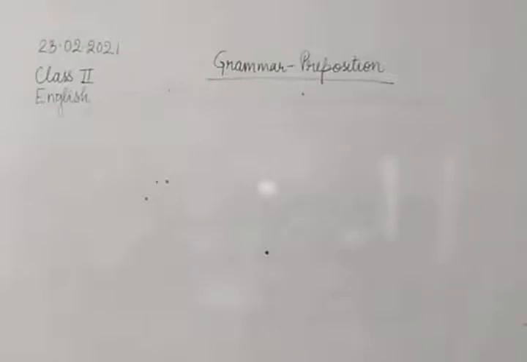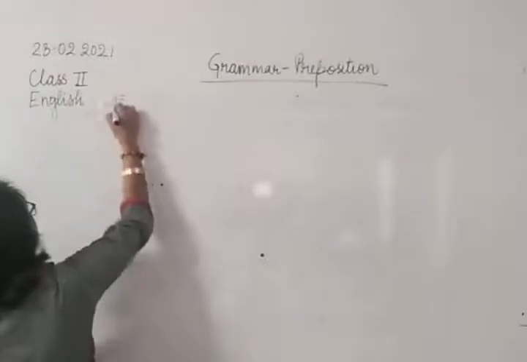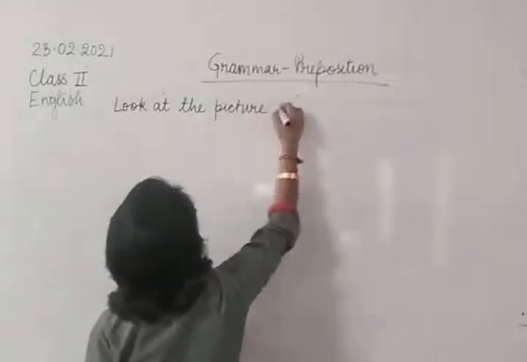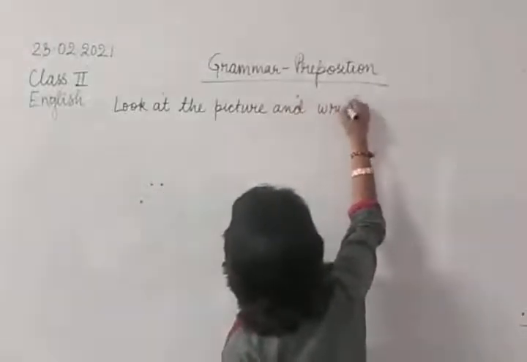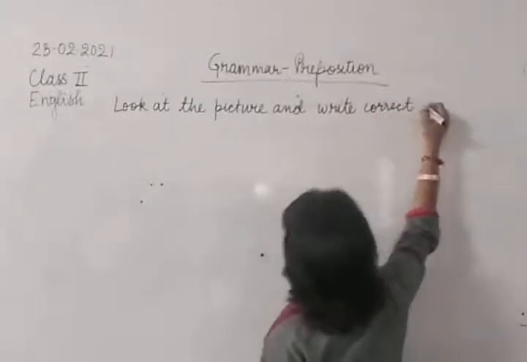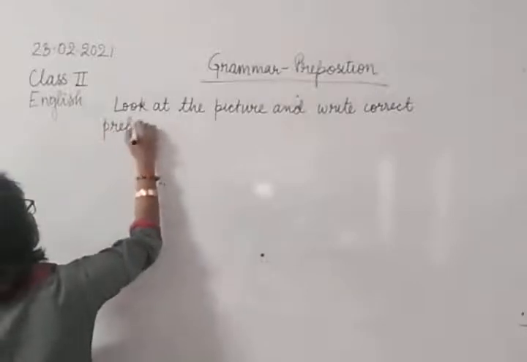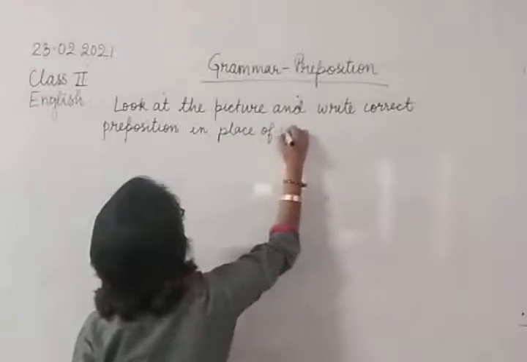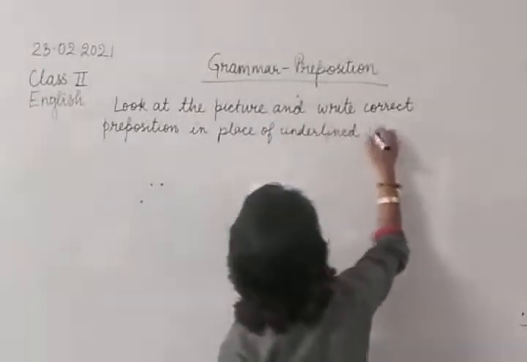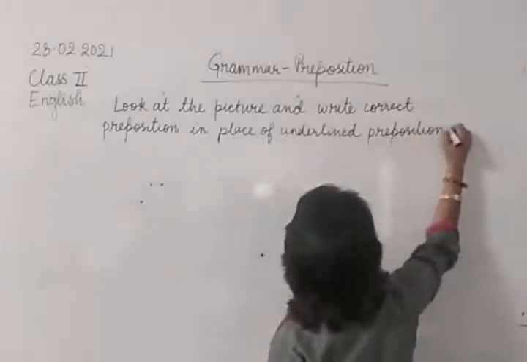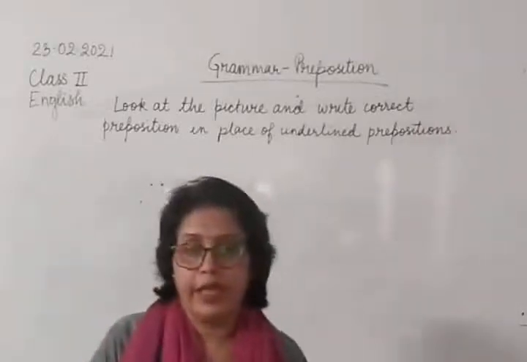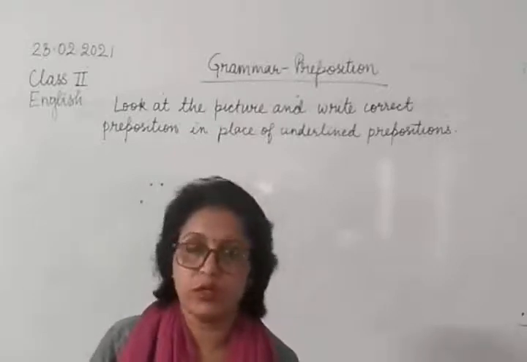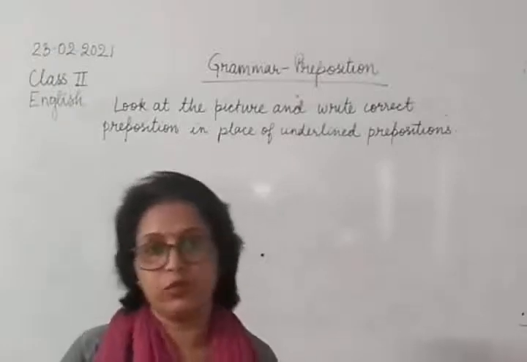Now we'll do one more exercise. Now another exercise is: look at the picture and write the correct preposition in place of underlined prepositions. Now I'm going to draw some pictures showing preposition. The prepositions that will be written will be wrong. So you have to write the correct preposition in place of those wrong prepositions.